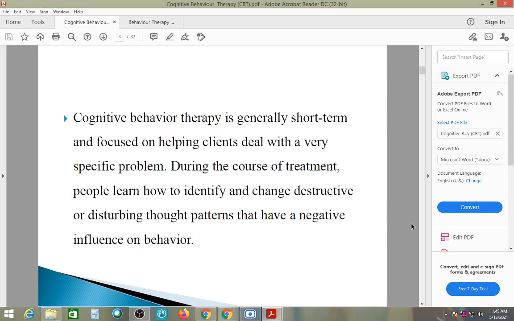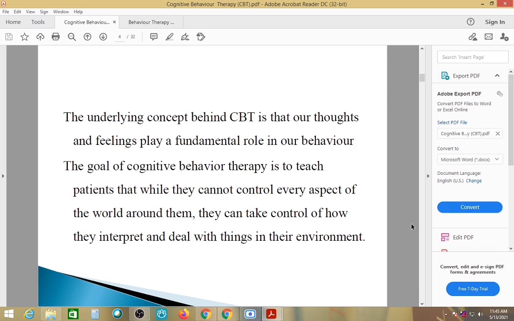Now, the behavior will be disturbing only when it is maladaptive in nature. So if the behavior is maladaptive, that means there must be some destructive, disturbing or negative thinking pattern that a person has. So what the CBT does, a therapist helps the client to analyze and find out what are his ways of thinking and what is wrong in his thinking and perception that brings about the behavior. Now, the underlying concept behind CBT is that our thoughts and feelings play a fundamental role in our behavior. I think you've understood this.